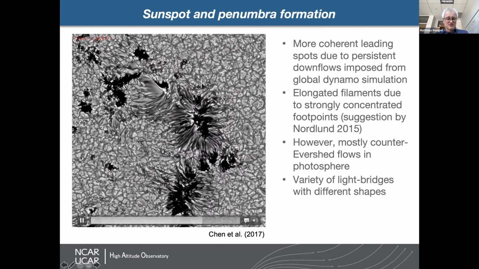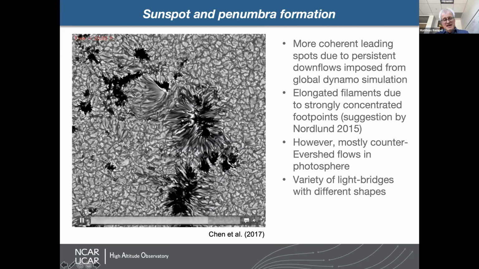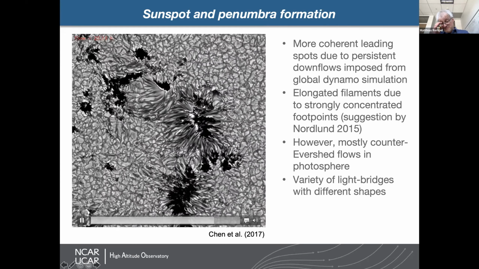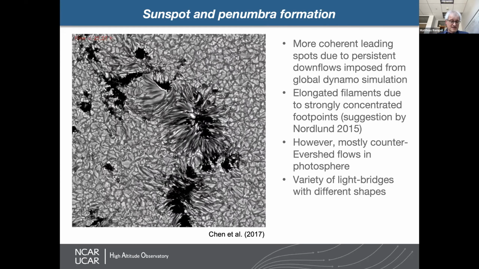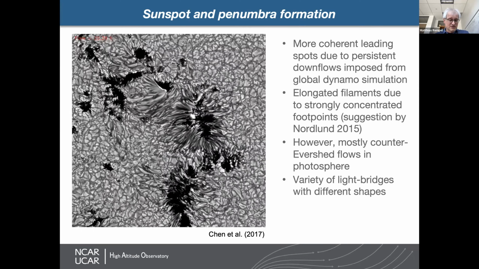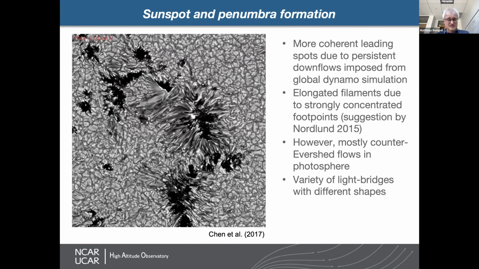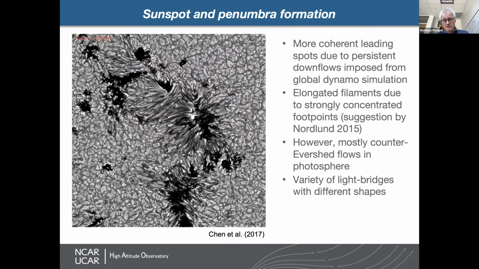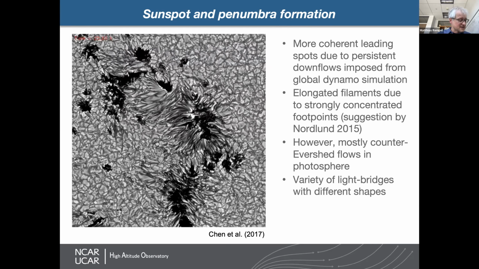You have a converging flow in these regions. And at least we have not been able to find a transition to an Evershed flow in these simulations. So this remains an open question. And if I don't run out of time, I might say a little bit more about it towards the end of this talk.